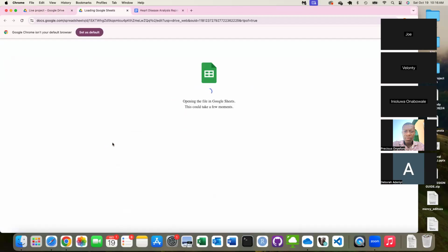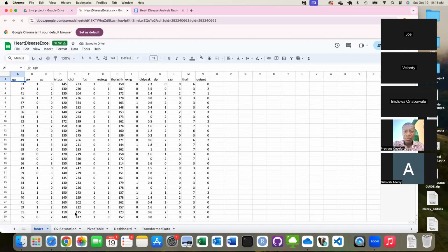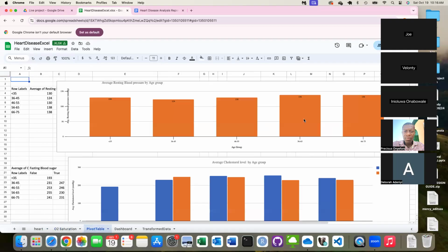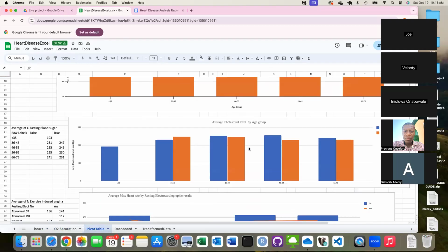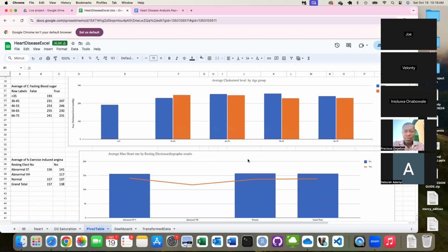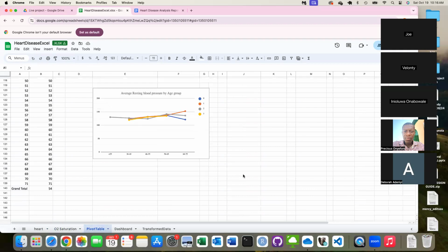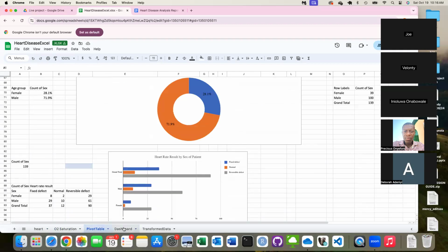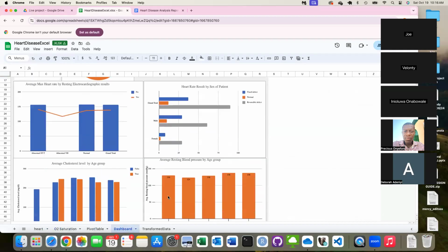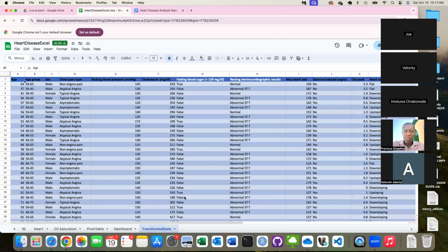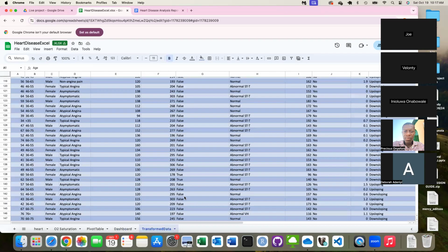And this is their Excel reports. So they did, look at this pivot table. They have a lot more analysis in their Excel sheets than what they had in the report, and that is what happens most times when you do your analysis. They also did this dashboard in Excel, transform data, and all.